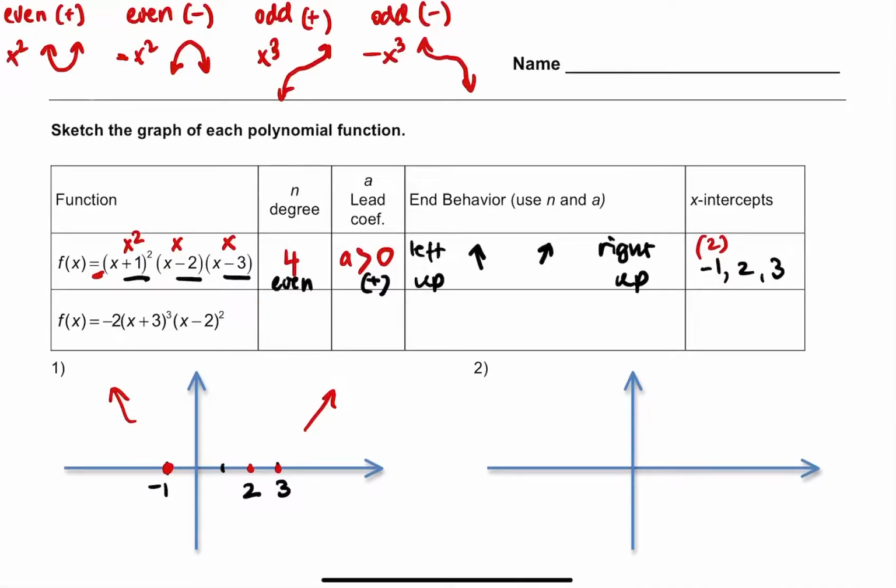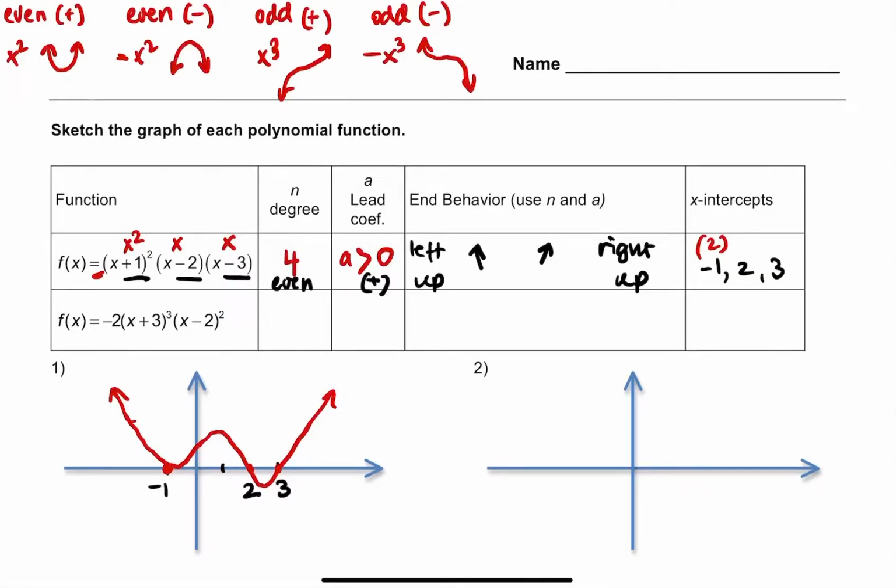It's going to touch it and go back in the same direction as it came from. So in our case, at -1, we're going to bounce back up, and then we're going to turn and go back through 2, turn again and go back through 3. Okay, so notice at 2 and 3 we went through because the x-intercepts did not repeat, but at -1 we did not go through the x-axis because the x-intercept was repeated twice. And anytime you have a zero that repeats an even number of times, this is what happens. We're going to curve the graph up like this.